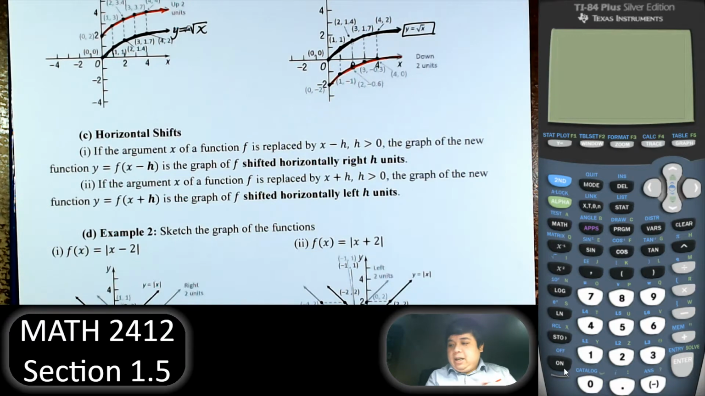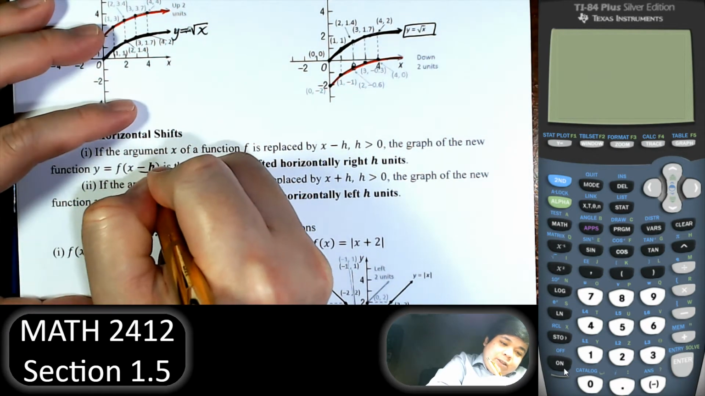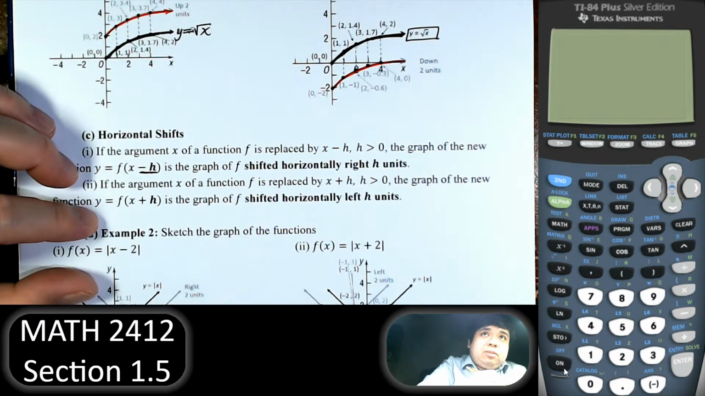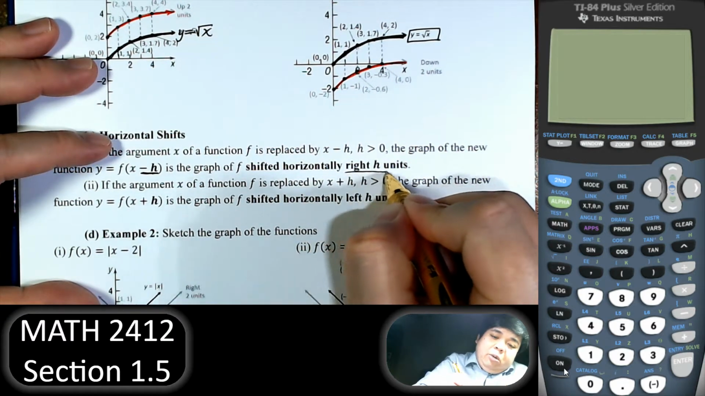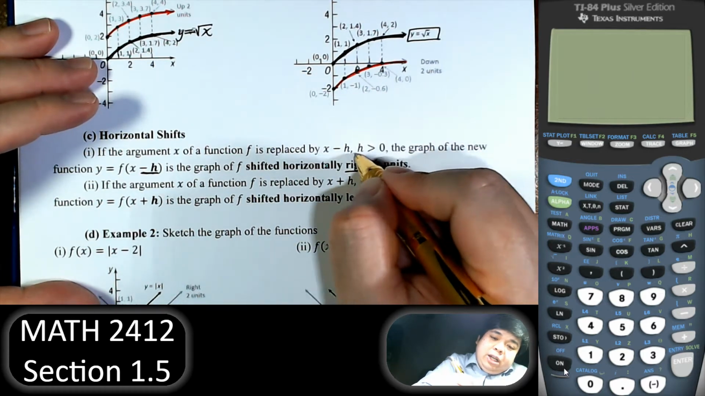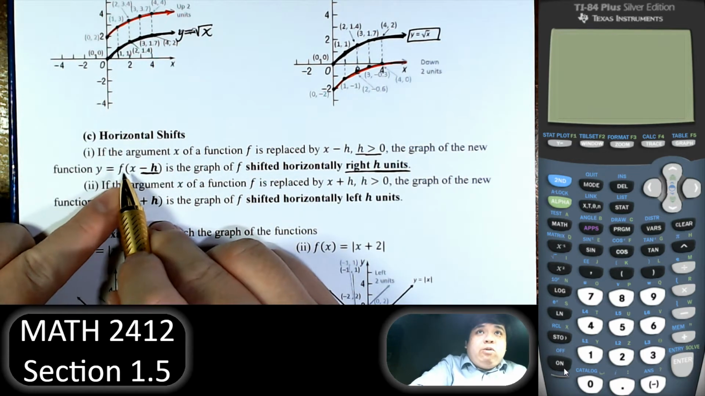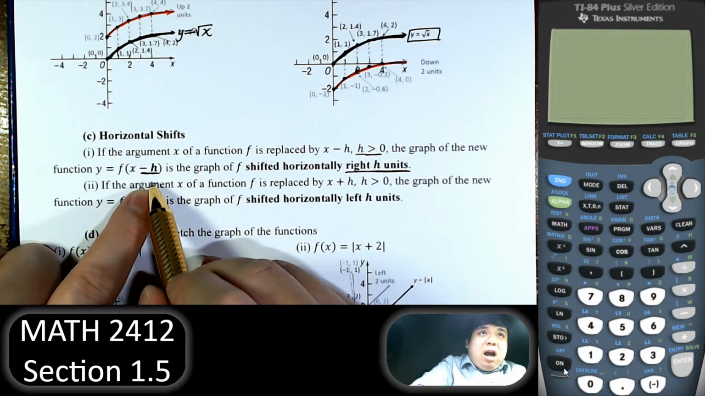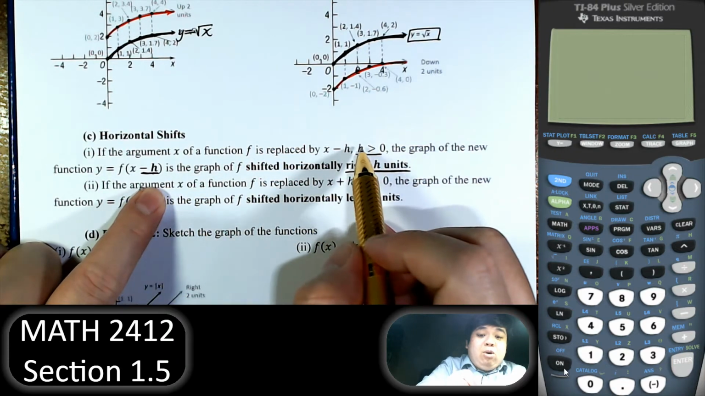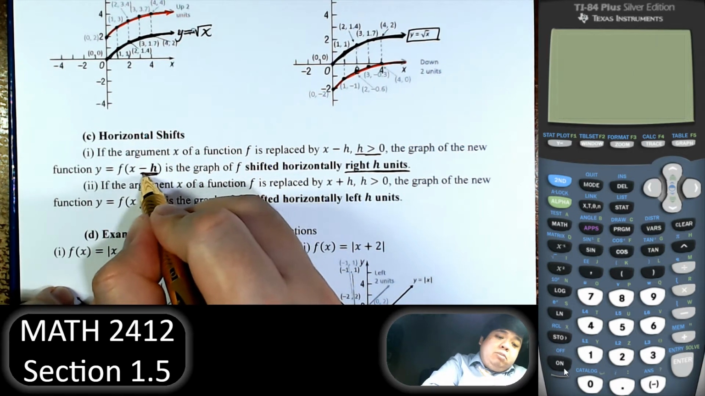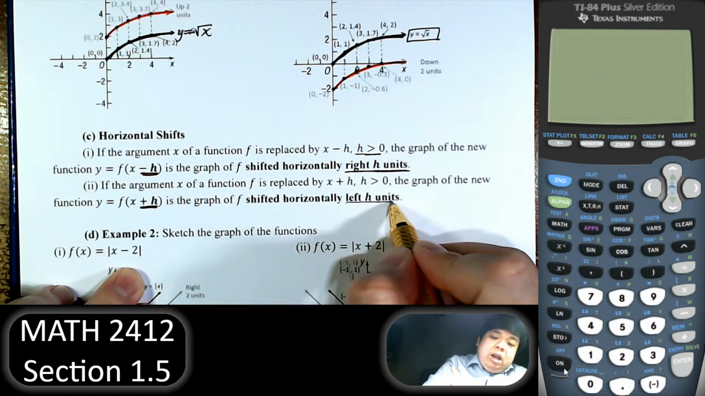Right. Now, horizontal shift. If we subtract h, it will shift to the right h units. Once again, h is positive. So if we have the original function f of x, now we replace the x by x minus h. If it's minus h and h being positive, it will go to the right. If it is plus h and h being positive, it will go to the left.